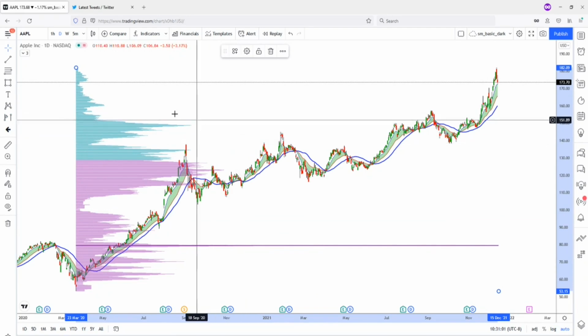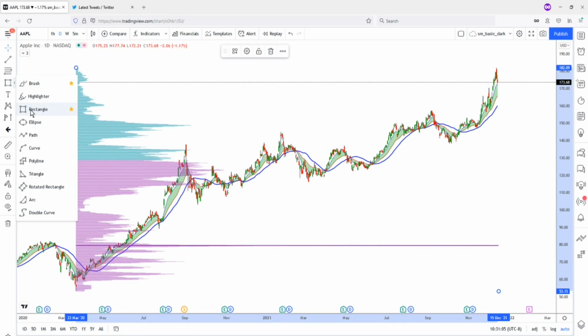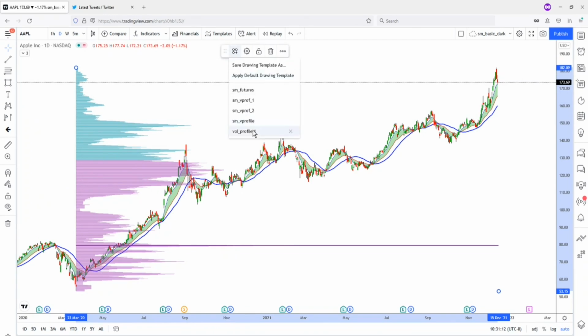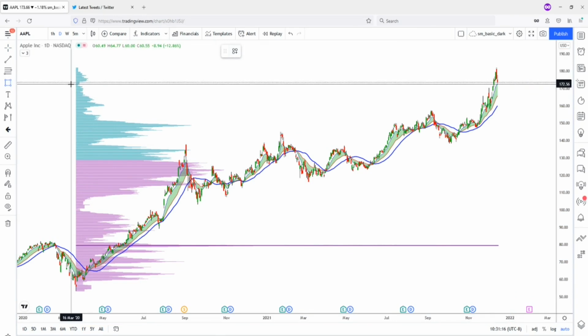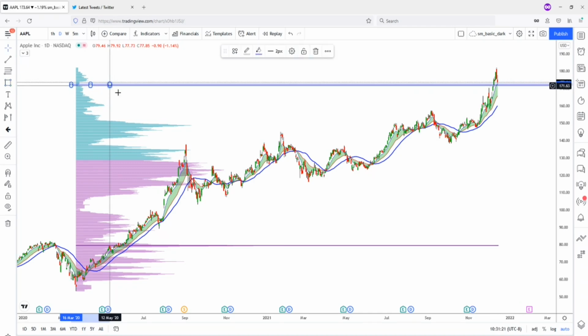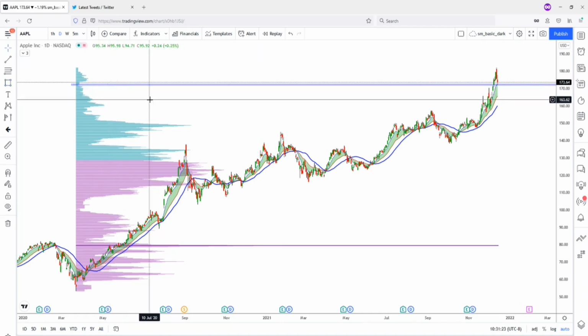In addition to that, I'm going to use the rectangle tool. I've set it up in such a way that, for example, let me go draw one of these rectangles. And here's a low volume node. I want to identify these low volume nodes as potential resistance and support levels, what I call a rejection zone.